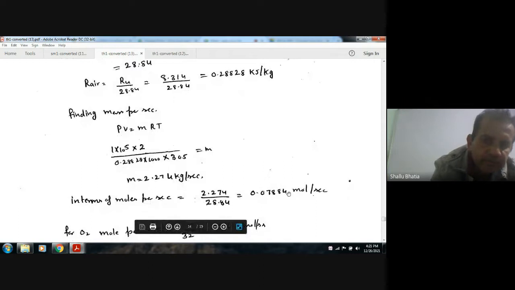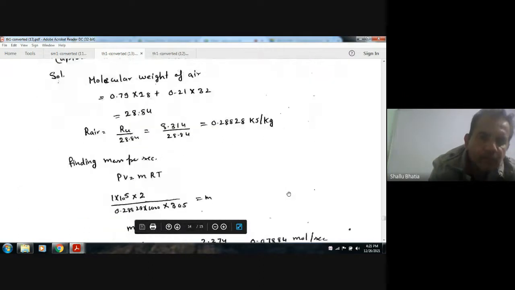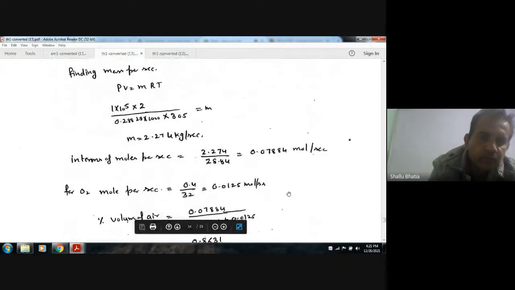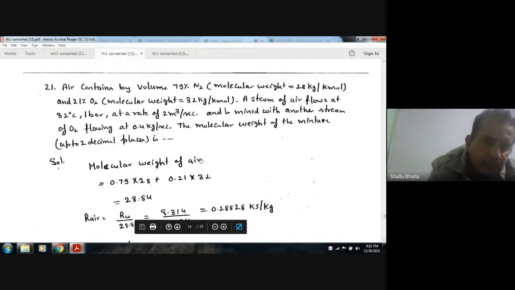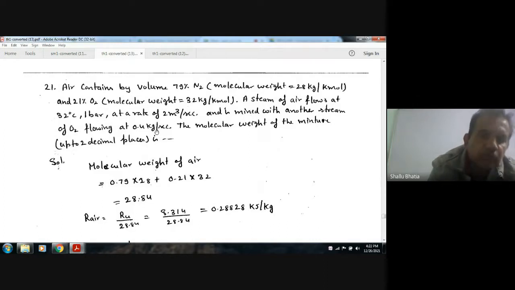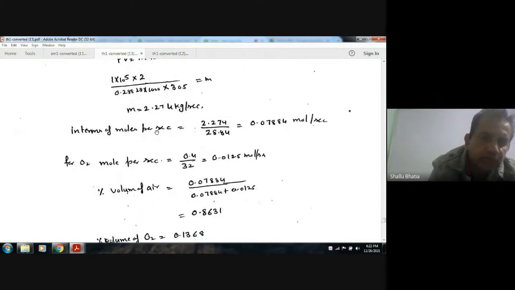Now, the molecular weight of O2. The number of moles of O2 is 0.4 divided by the molecular weight of O2. The molecular weight of O2 is 32. So 0.4 by 32 is the number of moles per second.